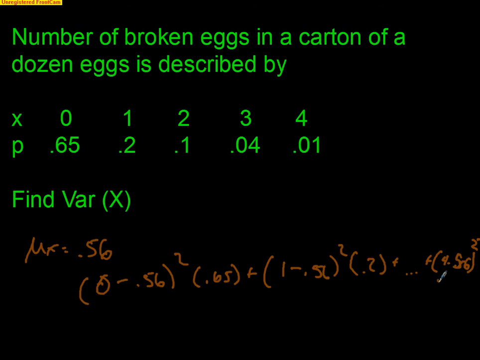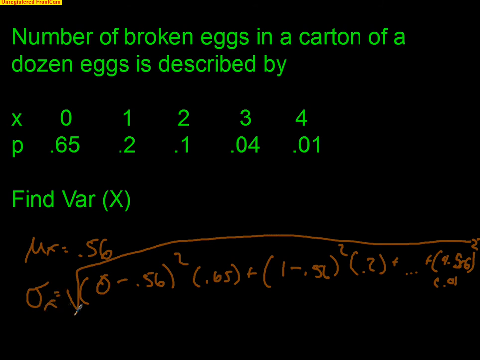And when we're done, we take the square root of all of this to get the standard deviation. This is the standard deviation. And of course the variance is just equal to all this without the square root. I hope that helps a little bit. If not, ask me in class and I'll go over it again.